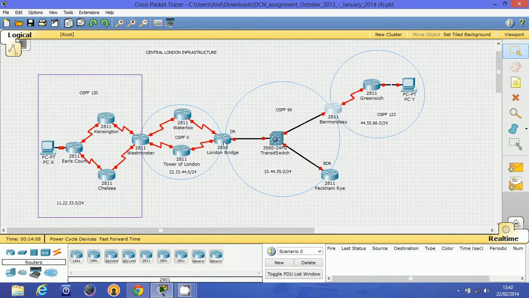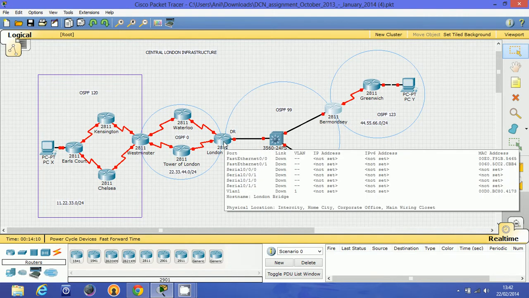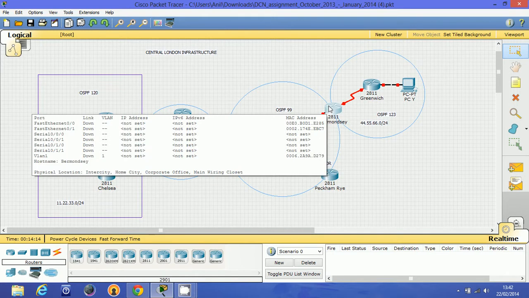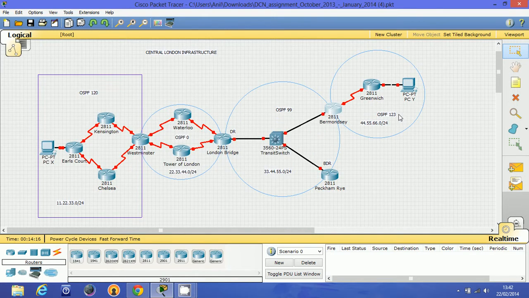It means the link will connect discontiguous areas. These three are contiguous, but this is not contiguous, this is discontiguous. That's why, in order to connect this discontiguous area with area 0, the virtual link should be created.